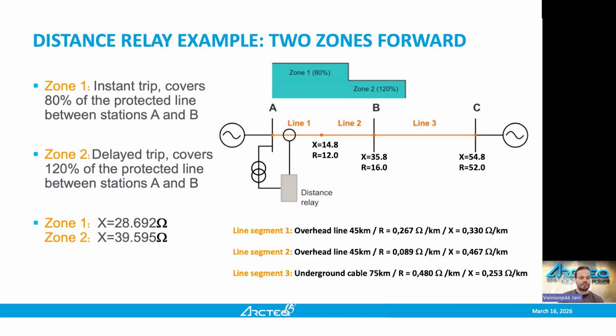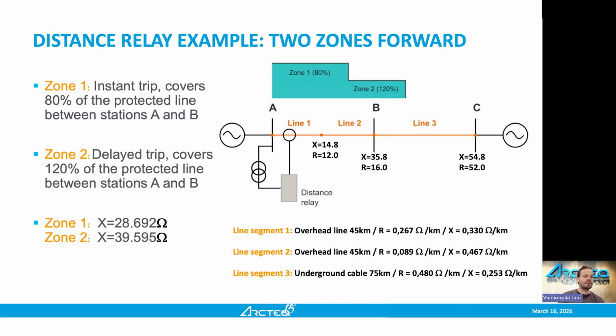And up here we got zone 1 and zone 2 settings. So zone 1 is underreaching between stations A and B by 20%, so the total reach is 80%, and zone 2 is overreaching the station B by 20%, so the zone 2 reach is in total 120%. And as we can see, with these ohmic values as per kilometer and 45 kilometers of this segment 1 line, we get the reactive reach of roughly 15 ohms and the resistive reach 12 ohms with the line 1. This is where the line 1 ends.